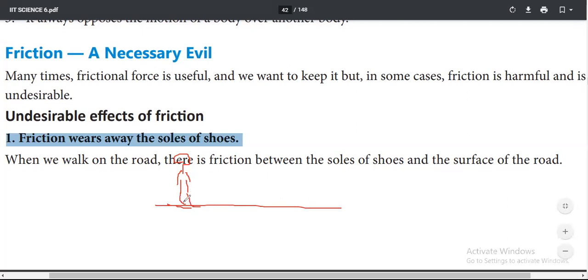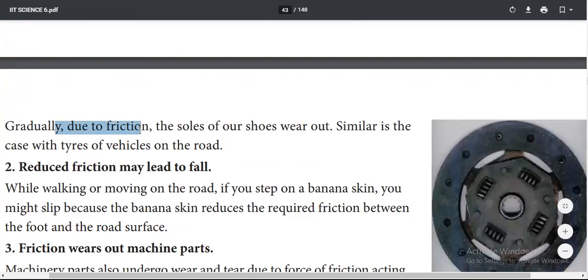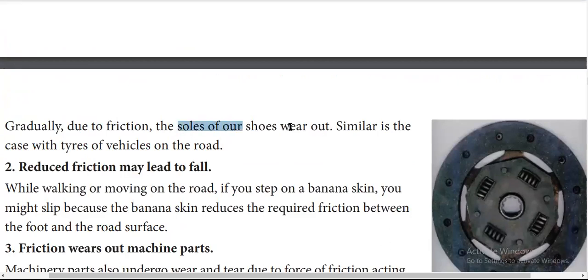We're moving on the surface by our shoes. Okay, friction with the shoes. So what is the result? The sole of the shoe is reduced because of friction, and gradually due to friction, the soles of our shoes wear out. So it is an undesirable effect for our life that we don't want. Similar in case of the vehicle also. Similar condition we see in the vehicles, because of friction the car or bike or bicycle are moving on the road. So because of friction the tires of the vehicles are worn away.